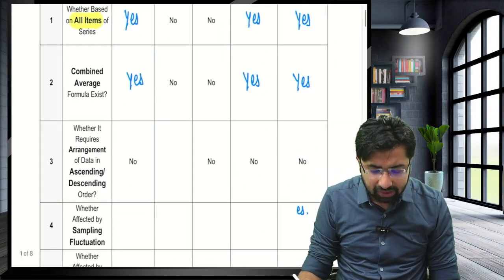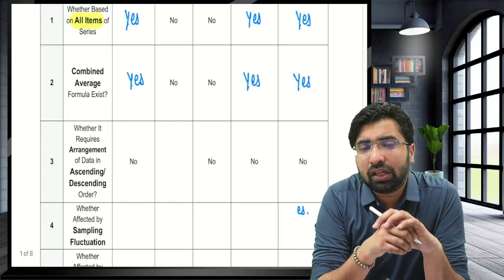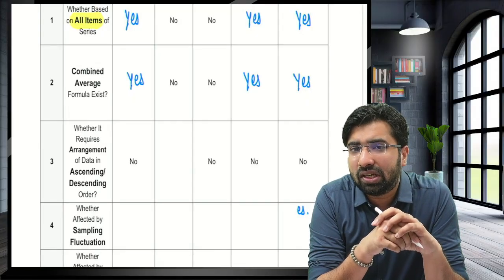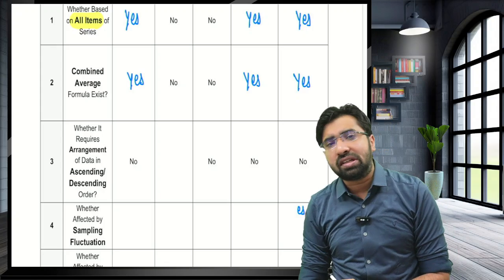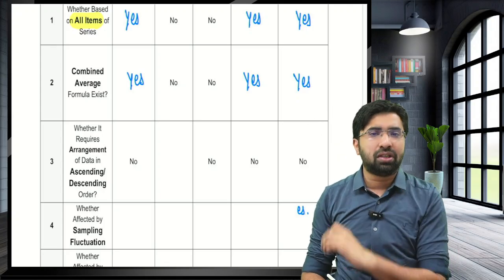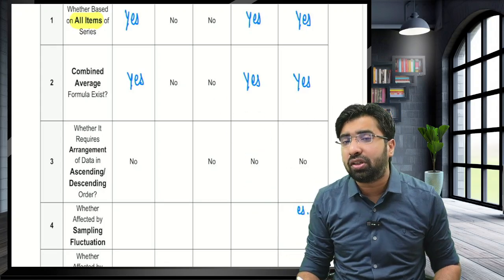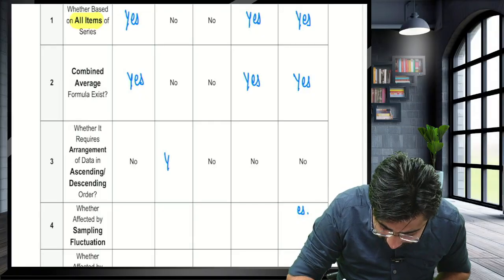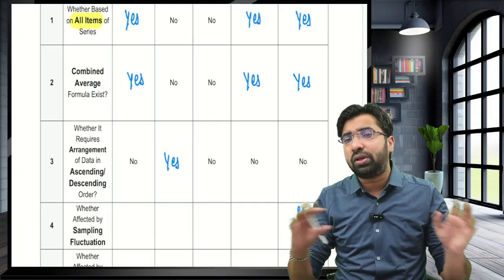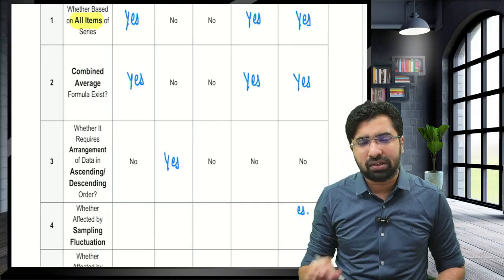Guys, whether it is necessary to apply the formula that you have to arrange the data in ascending or descending order. Sir, we have to arrange the data in ascending or descending order only in positional average. And here we are representing the positional average by median. So I will say in median only we have to do it, yes. For the rest, there is no need to arrange the data in ascending or descending order.